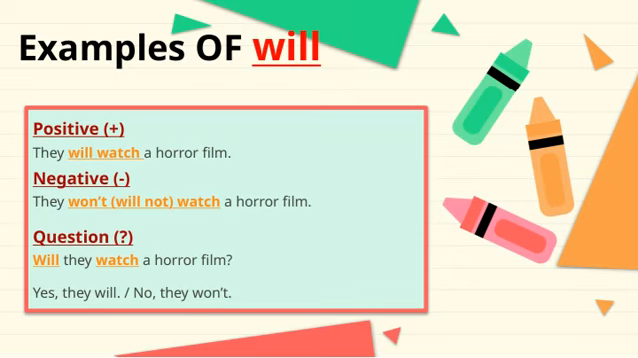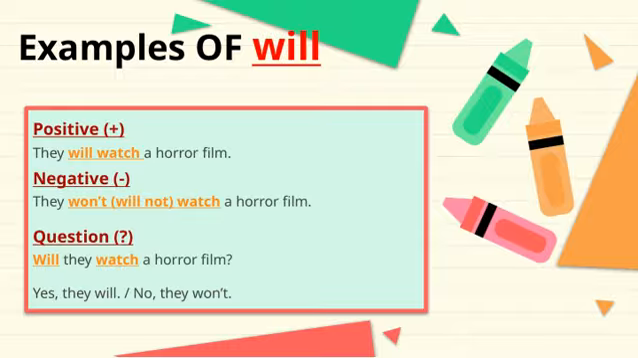Now let's look at some examples of how we use will in different contexts. First, in a positive sentence, we say, they will watch a horror film. This indicates a future action that we expect to happen. Next, in a negative sentence, we use won't, which is a contraction of will not. So, we say, they won't watch a horror film, meaning they are not planning or expected to do that in the future. Finally, when we turn to questions, we start with will at the beginning of the sentence. For example, will they watch a horror film?